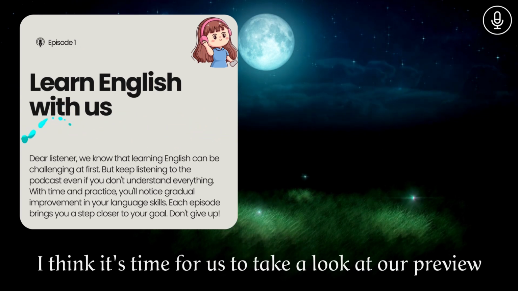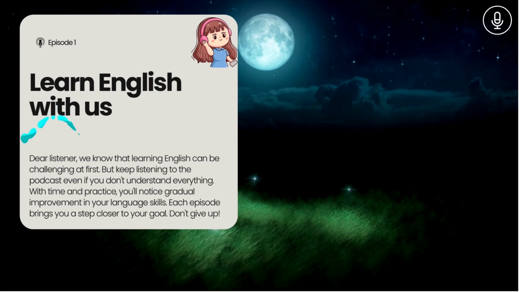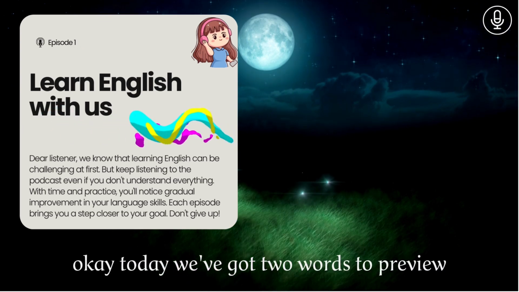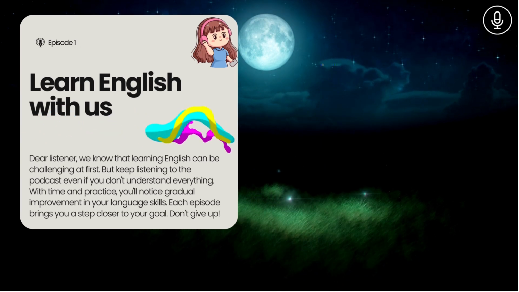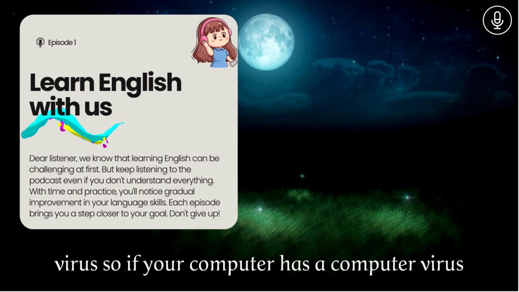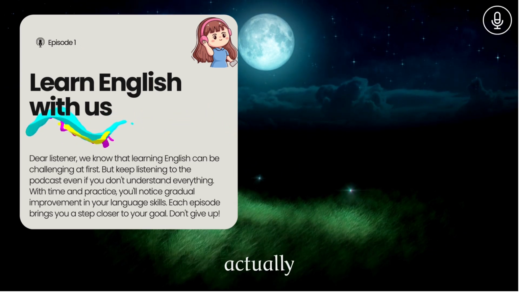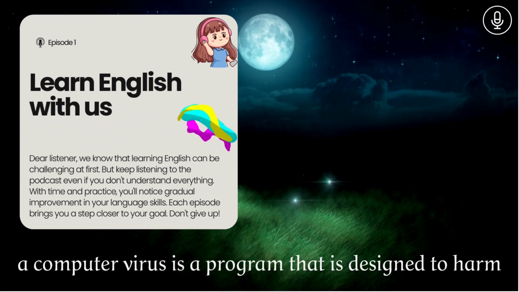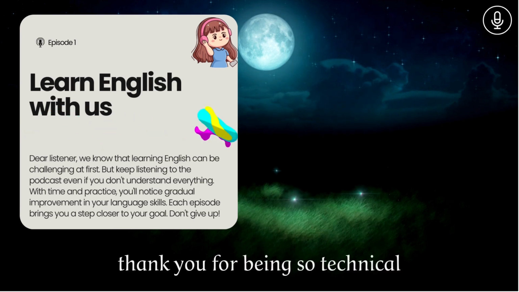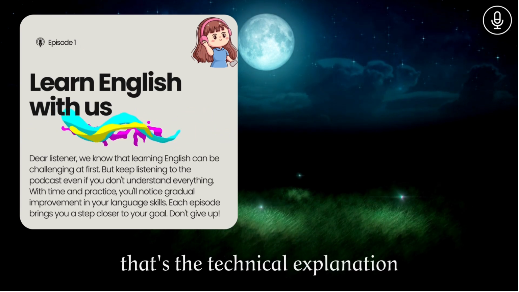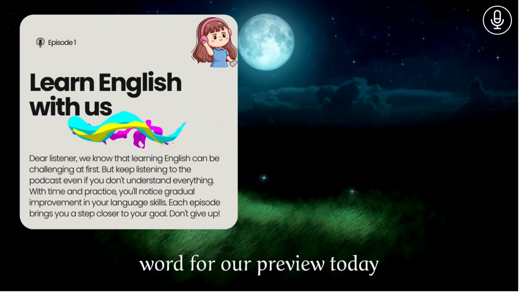Perfect. So I think it's time for us to take a look at our preview. Vocabulary preview. Okay, today we've got 2 words to preview. The first word is virus. Virus. So if your computer has a computer virus, it means your computer's sick, right? Actually, a computer virus is a program that is designed to harm or to damage your computer. Oh, I see. Okay, well, thank you for being so technical. That's the technical explanation.